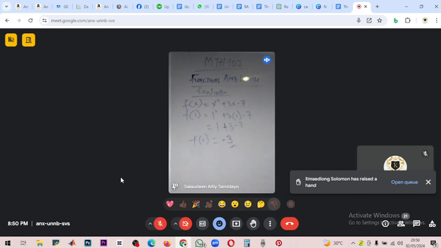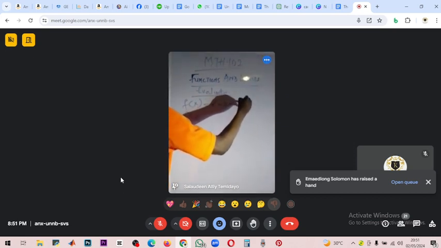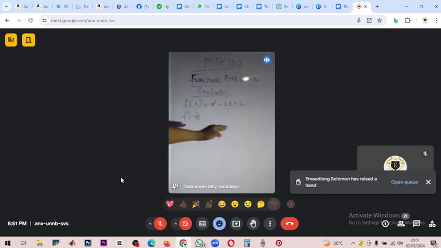One more example on evaluation. Then we confirm if this is a function, stuff like that. Let's say f of minus 4. We are given the function to be x cubed minus 2x plus 2. This is the function x cubed minus 2x plus 2. What is f of minus 4?